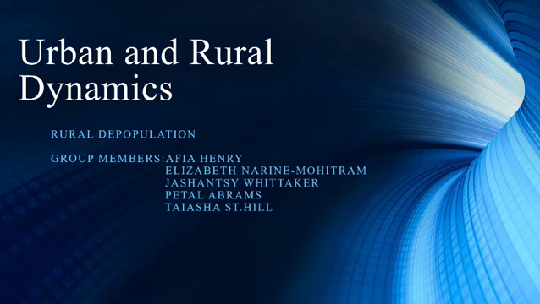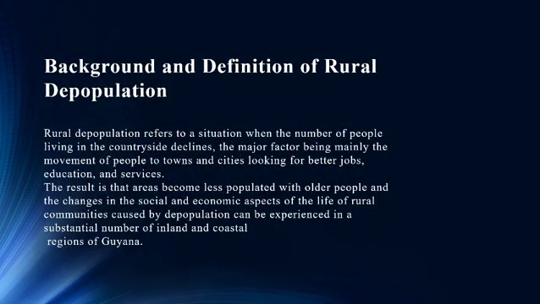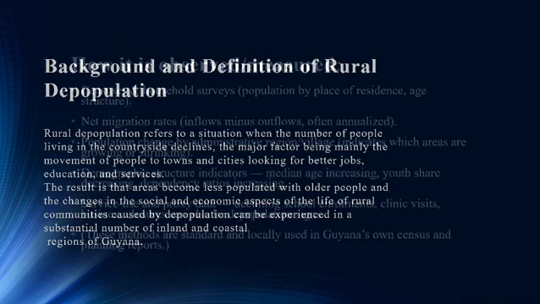Let's begin. I know that by this moment, you all might be thinking, what exactly is rural depopulation? Not to worry, I have a short definition here for you. Rural depopulation refers to a situation when the number of people living in the countryside declines, the major factor mostly being the movement of people to towns and cities looking for better jobs, education, and services.